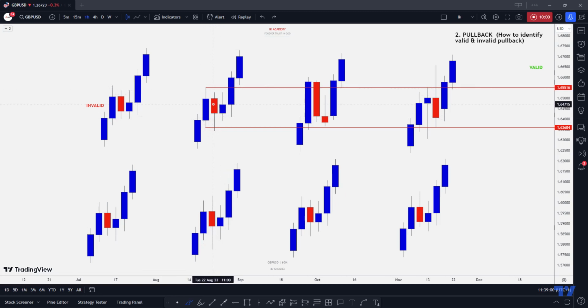So now this is what we call a valid pullback. Basically, what price did here was that price went from here to this upside on this particular time frame, created this from this high, created this valid pullback to the downside, and then went up.